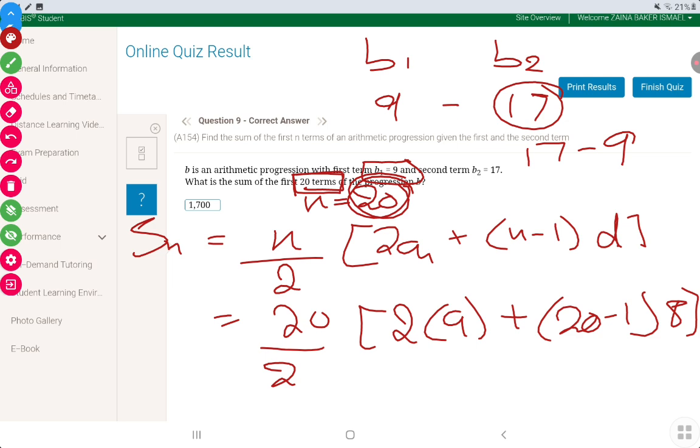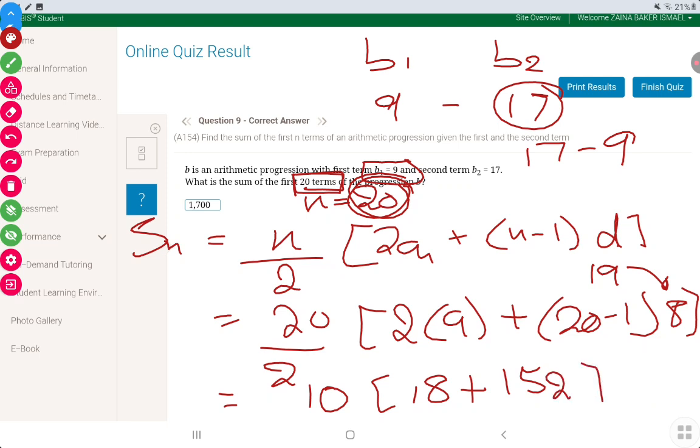So now we solve. 20 over 2 is 10, times 2 times 9 is 18, plus 20 minus 1 is 19. 19 times 8 is 152. So 10 times 18 plus 152 is 1,700. So the sum is 1,700.